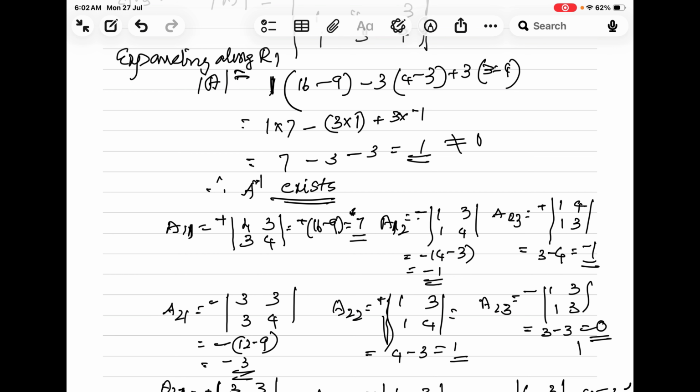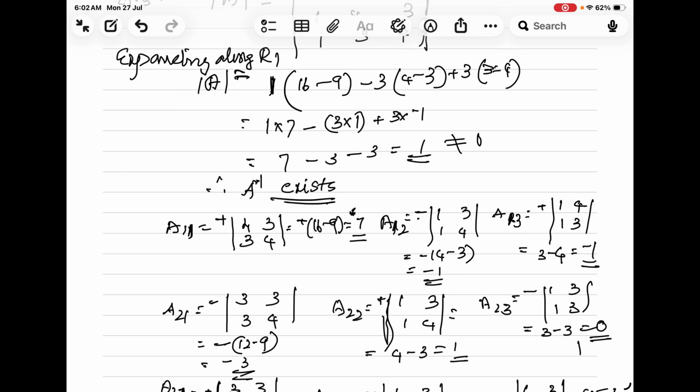Then A13 is minus 1 raised to 1 plus 3. So minus 1 raised to 4 is positive. Delete the row and column in which the element A13 lies. That is determinant 1, 4, 1, 3, that is 3 minus 4, negative 1. Then A21 is equal to minus of determinant 3, 3, 3, 4, that is minus of 12 minus 9, which is equal to minus 3.